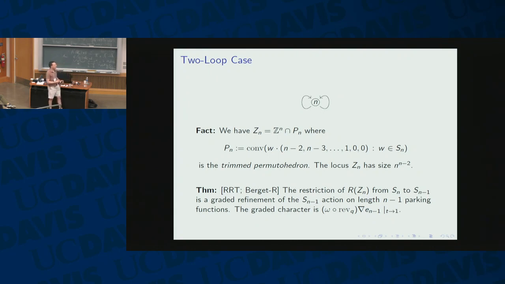And what is the grading? Well, in the lingo of Macdonald theory, it's area, or really co-area. So here's the relevant nabla formula. So somehow the action of S_{n-1} on size n-1 parking functions admits a hidden extension from S_{n-1} to S_n that's not so obvious. And this extension shows up actually in Donaldson-Thomas theory.